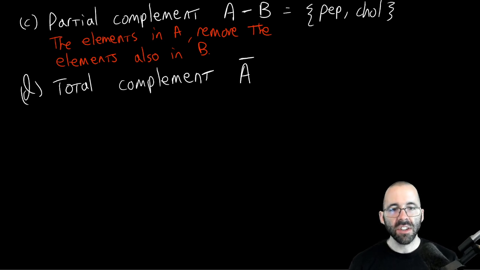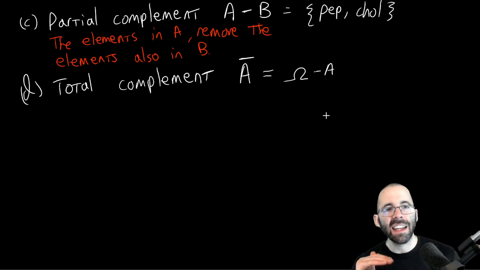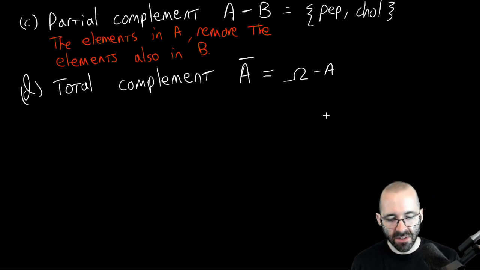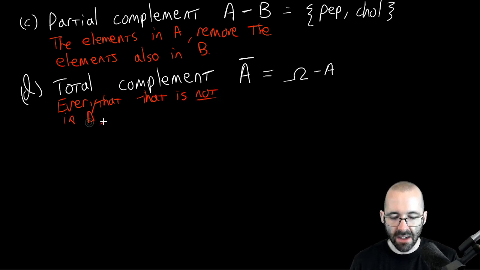Okay, and that's just shorthand, really. Really what A bar is, is omega minus A. So it's everything that's not in the set A. So it's shorthand, right? Because we don't write the omega. This is like a subtraction sign. And then the A is right there. So this is everything that is not in the set A.